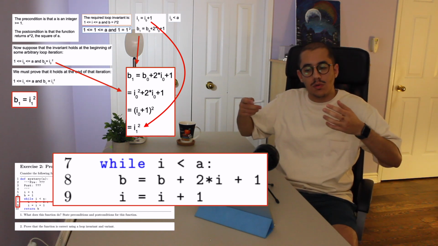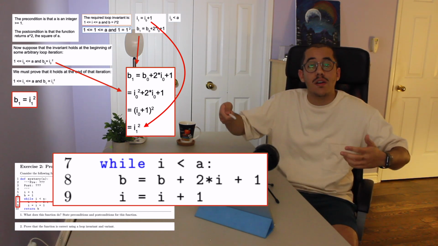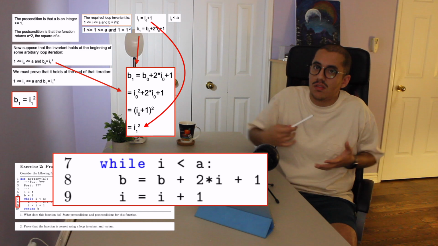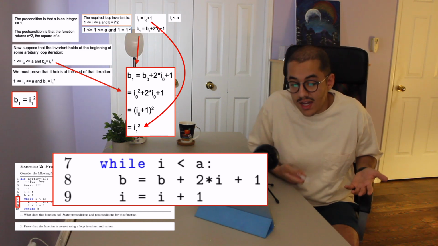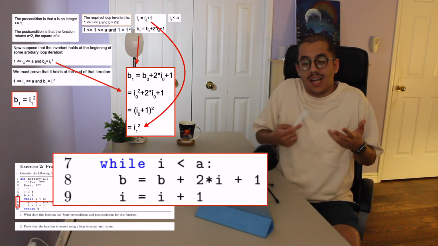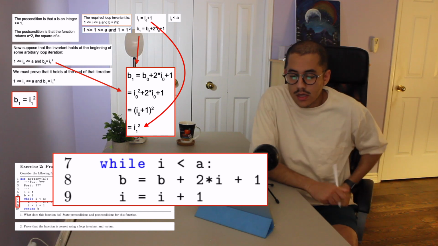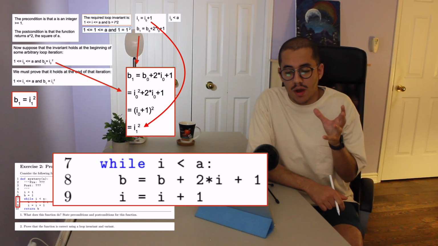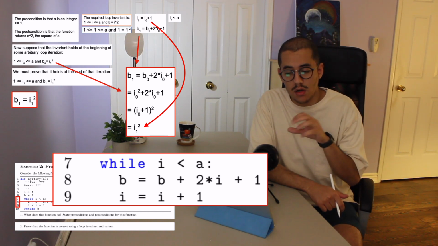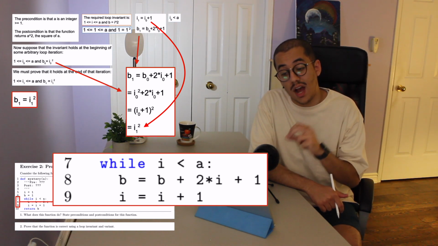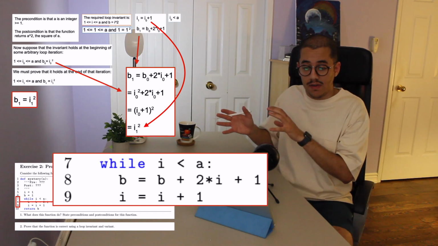We know what the post condition is. This is supposed to square everything, right? And if we think about it, that's what it does every time, right? So we're going to rewrite it. We're going to say I0 squared plus 2 times I0 plus 1, and we know that by the invariant.